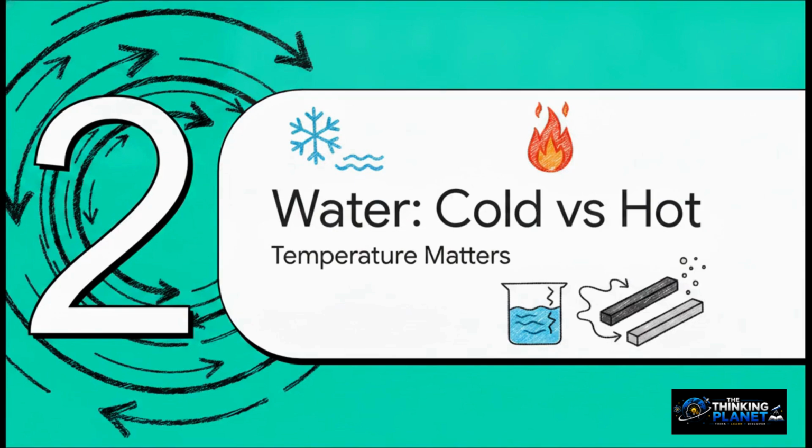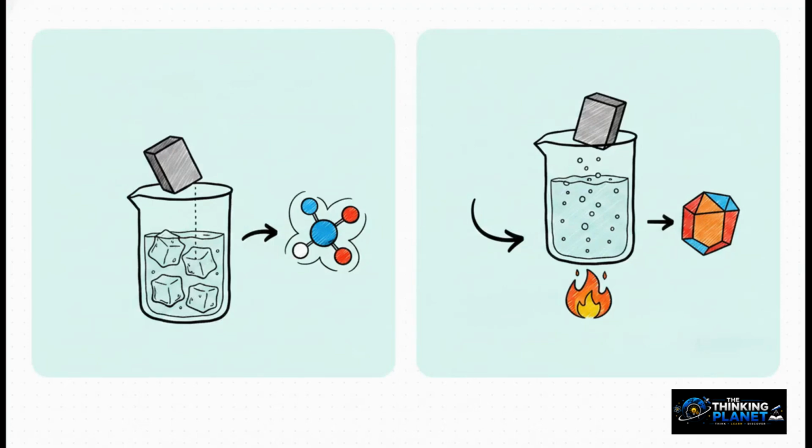All right, moving on to Section 2. Water, cold versus hot. I'm going to give you a huge shortcut for predicting metal reactions with water, and it's based strictly on temperature. So the general rule of thumb is that metals react with water to form a metal hydroxide and hydrogen gas. But temperature changes the whole shebang.